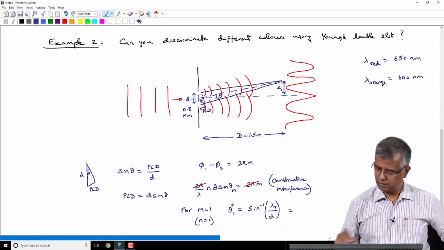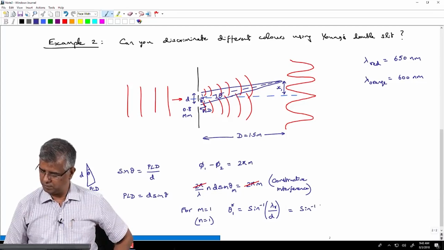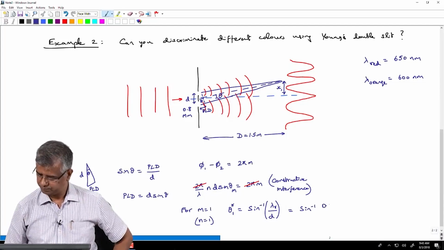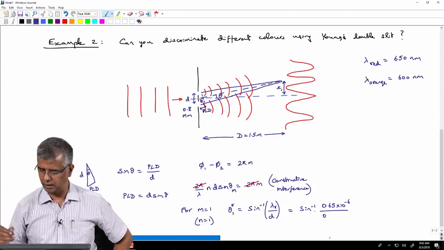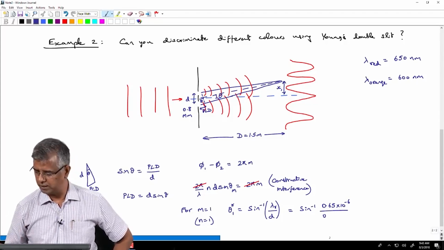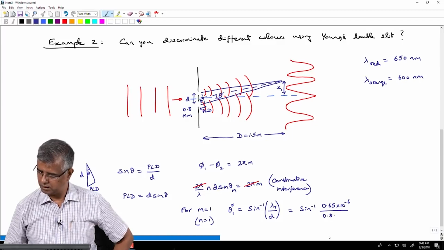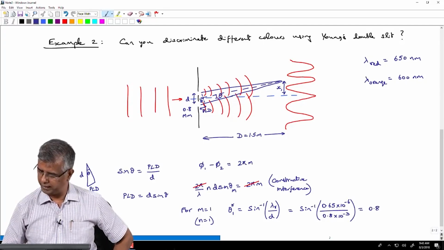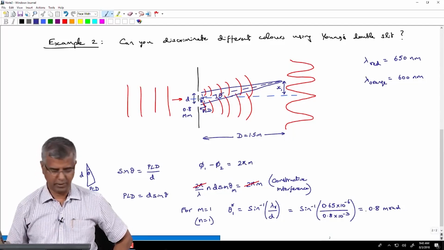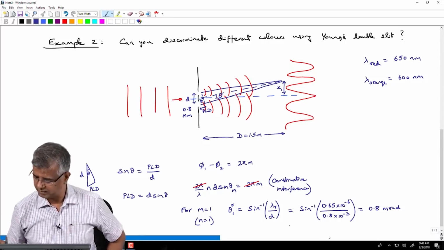So, this would be sine inverse of 0.65 times 10 power minus 6 divided by d, which is the distance between the center of the two slits. So, that is 0.8 millimeters, 0.8 times 10 power minus 3, and this will work out to be approximately 0.8 milliradian, 0.8125 or something like that.